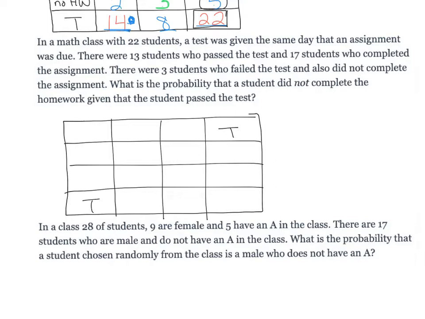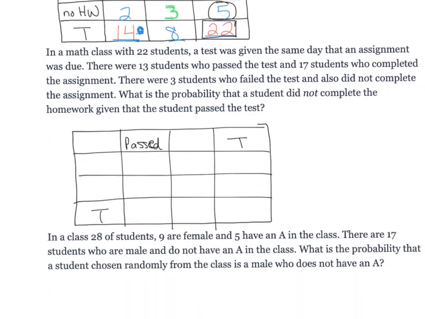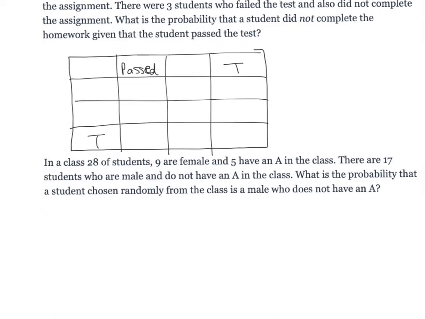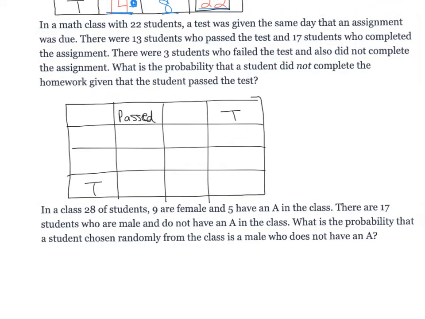Totals. This is actually the same type of situation. We have an assignment. We have a test. So I'm going to keep it basically the same. So this is passed. And just to show here, I think last time I wrote passed and not passed. We don't usually say not passed. You can write a different word for that, like you can write failed here. And this is homework and no homework.